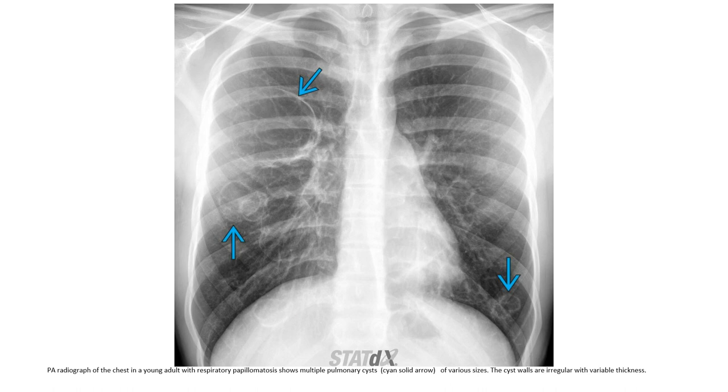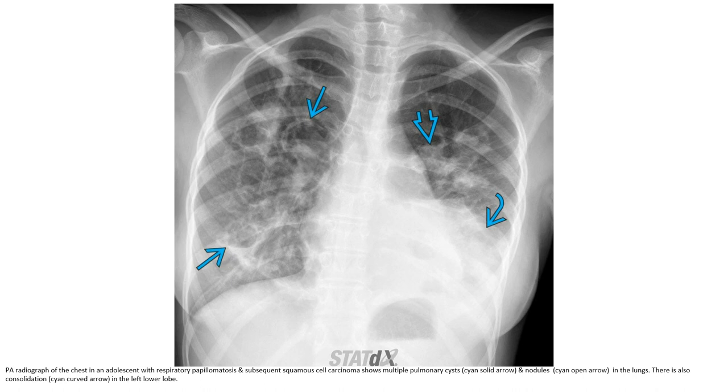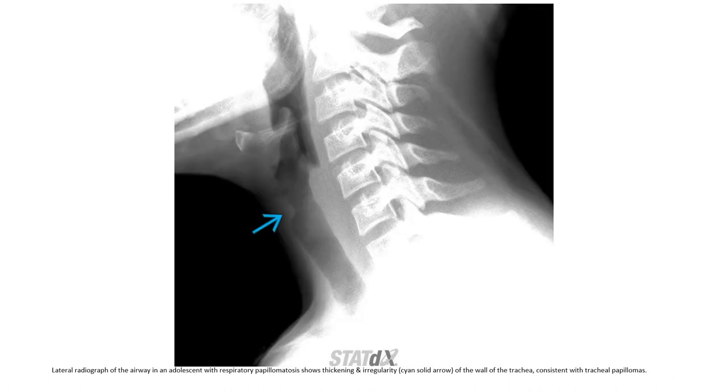This is the PA radiograph of the chest in a young adult with respiratory papillomatosis, so multiple pulmonary disease, fibrosis, cyst walls. Another case of PA chest radiograph: multiple pulmonary cysts in the lung. There is also consolidation in the left upper lobe. The lateral radiograph of the airway shows thickening and irregularity of the border of the trachea consistent with tracheal papillomas.